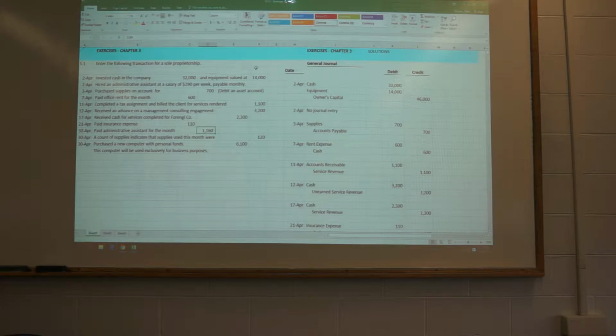So for Chapter 3, you had exercise 1, where they're asking you for various journal entries. The one thing you'll notice here is that we've got owner's capital instead of, let's say, invested cash in the company. We get owner's capital instead of what would be common stock in a corporation. So some of the problems here are based on proprietorships and partnerships. So they will be using an owner's capital account, which is the equivalent of a common stock account.